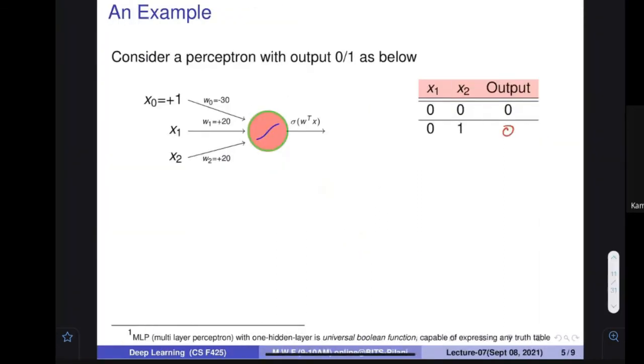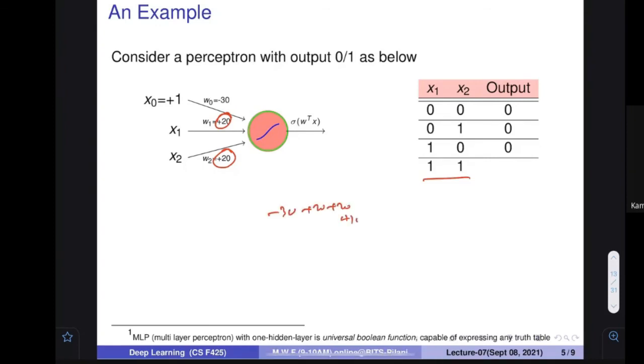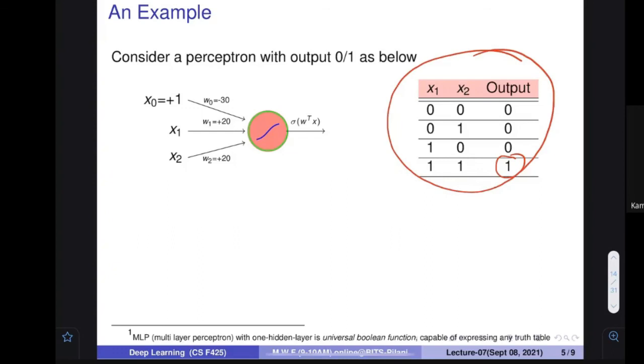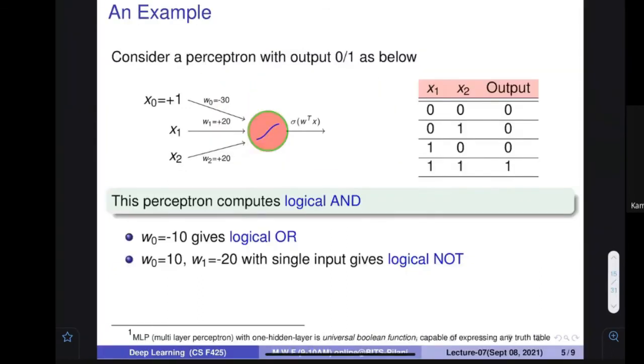When 1, 0 is input, again it is going to give me 0, because both the values are 20. When 1, 1 is there, then minus 30 plus 20 plus 20 becomes positive 10. The answer becomes plus 10, so you get 1 over here. Can you recognize this particular table? This is the AND table, logically AND.